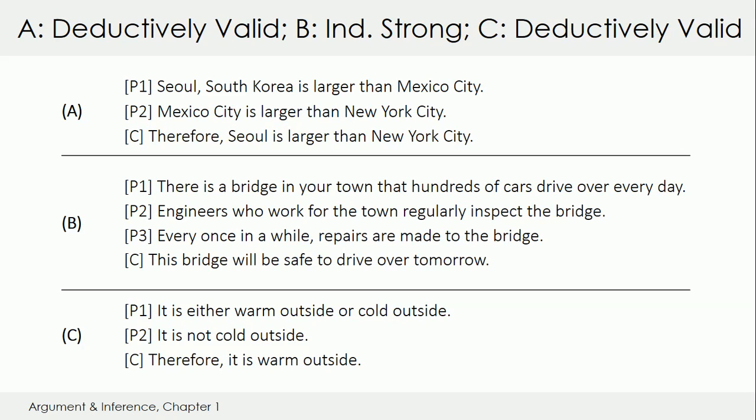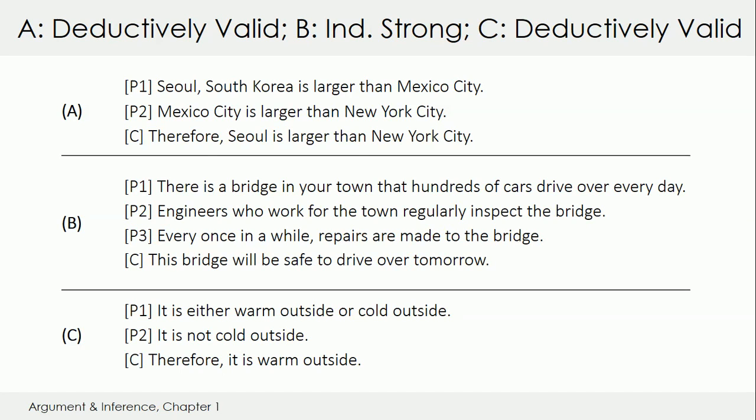So A, Seoul, South Korea is larger than Mexico City. Premise 2, Mexico City is larger than New York City. Conclusion, therefore, Seoul is larger than New York City. That's a deductively valid argument. Is it sound? Are the premises true? I actually have no idea. Pardon my ignorance. Some of you might have more knowledge about this and can judge its soundness, but I can't.